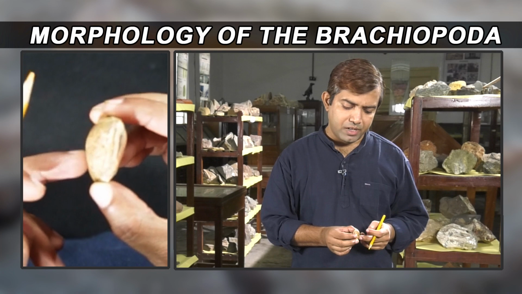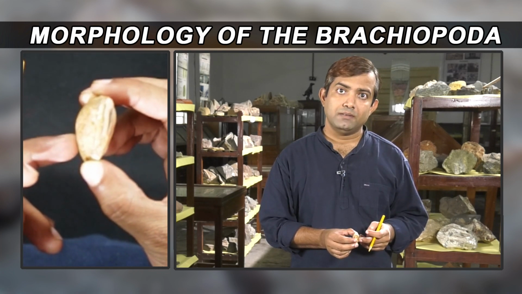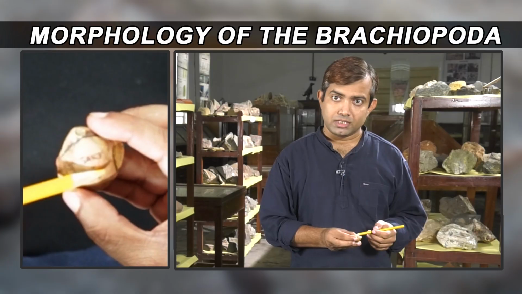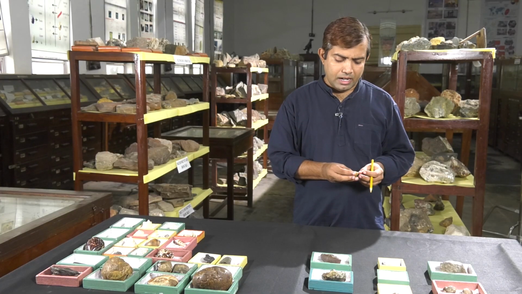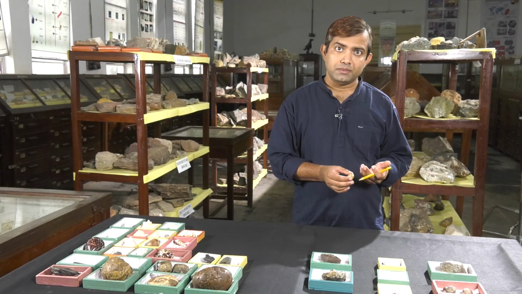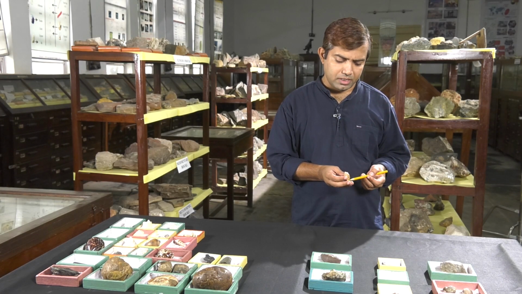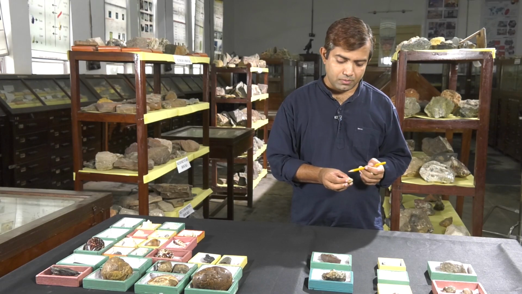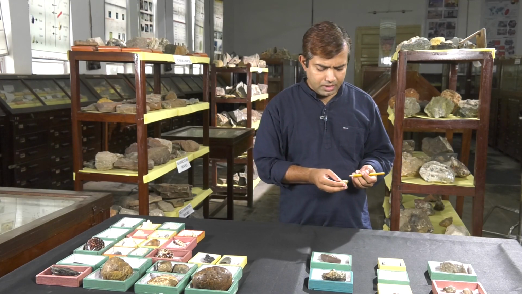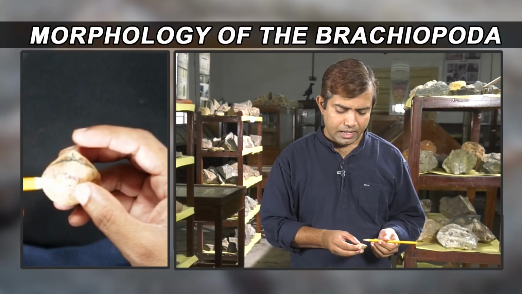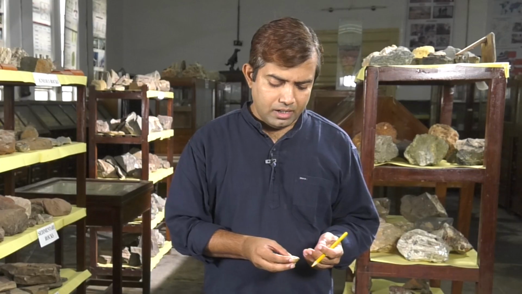That means this is the ventral side of the specimen of the animal. This happens to be the dorsal side, and that means one valve is the dorsal valve and the other valve is the ventral valve. This one, the bigger one, is the ventral valve, the smaller is the dorsal valve. Now, then comes the anterior and posterior. This portion is anterior and this one is the posterior.